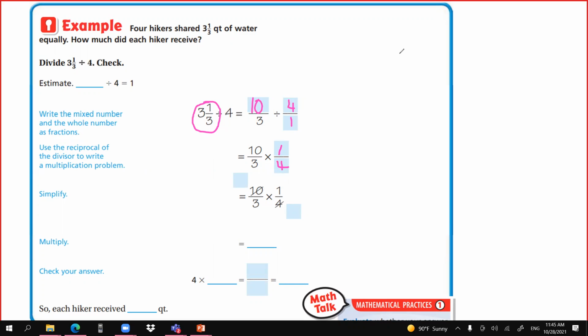Then 10 and 4. How can I simplify it? With 2. Bravo. 4 divided by 2 is 2, and 10 divided by 2 is 5. 5 times 1, 3 times 2, 5 and 6. So each hiker received 5/6. Is it clear? Yes.